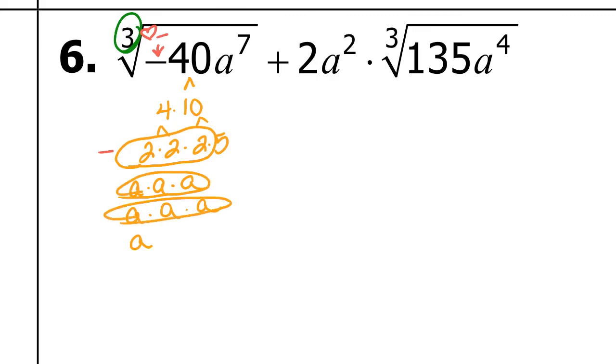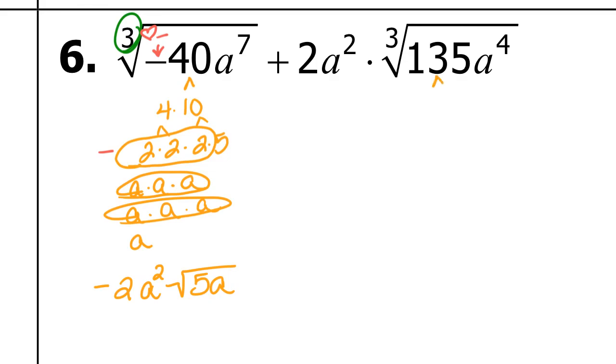But I also have 2 groups of a that have 3 a's in them. So the cube root of negative 40a to the 7th simplifies down into negative 2a squared cube root of 5a.